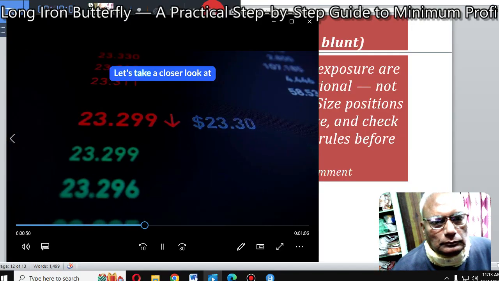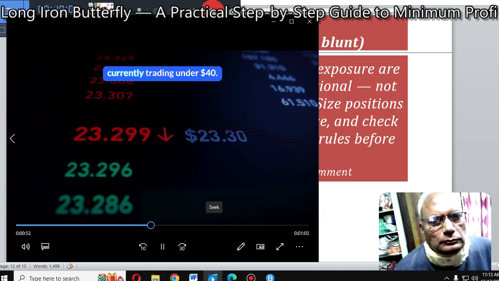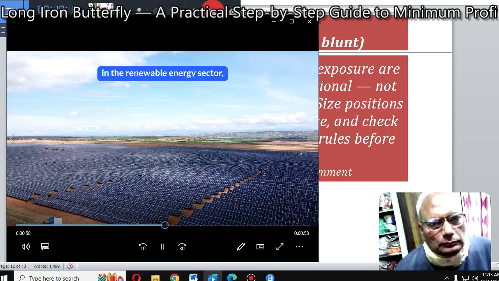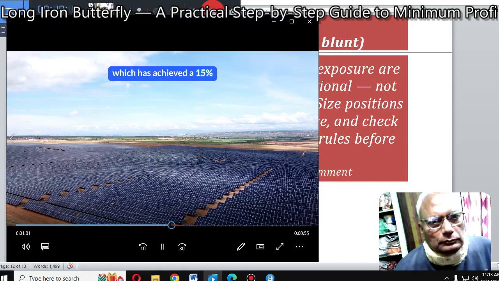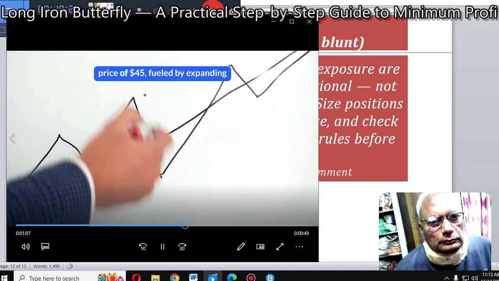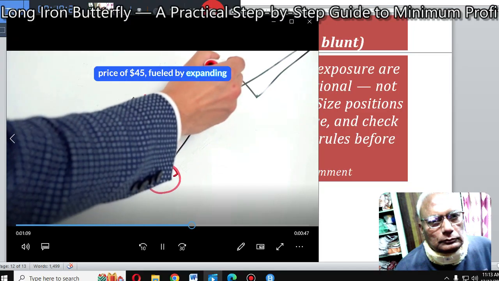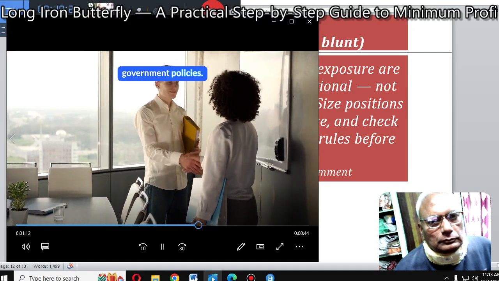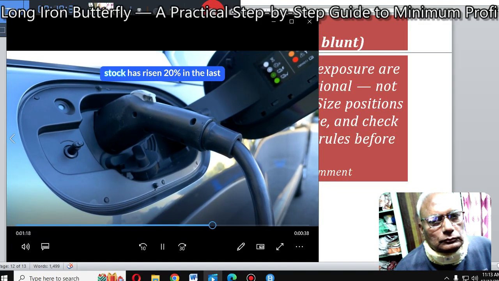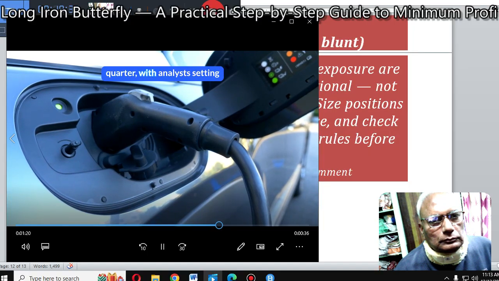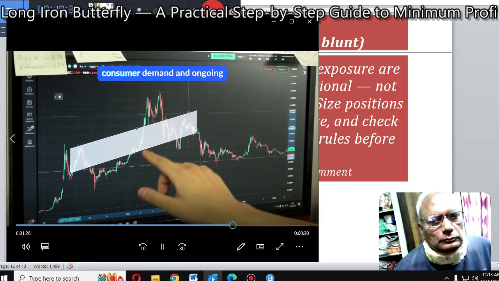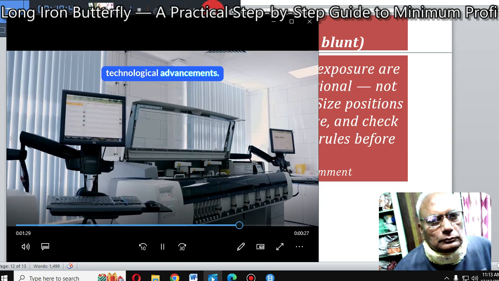Let's take a closer look at 3 promising growth stocks currently trading under $40. The first is Company A, a leader in the renewable energy sector, which has achieved a 15% increase in stock price over the past 6 months and has a target price of $45, fueled by expanding market share and supportive government policies. Next is Company B, specializing in electric vehicles, whose stock has risen 20% in the last quarter, with analysts setting a target price of $42 based on rising consumer demand and ongoing technological advancements.